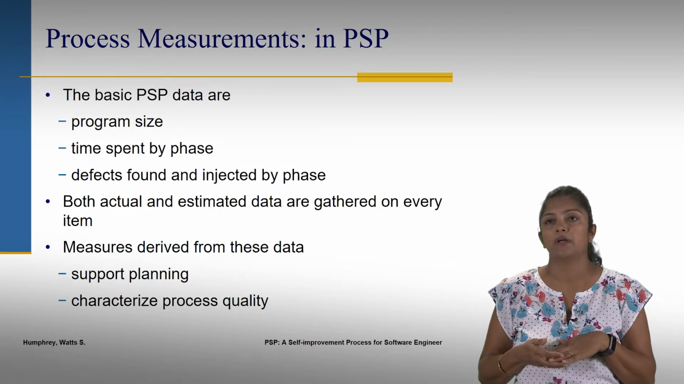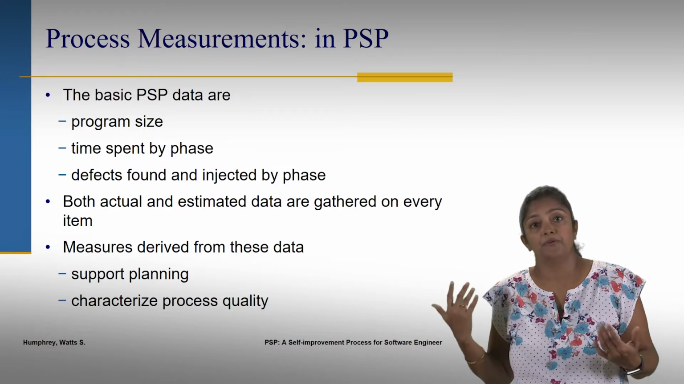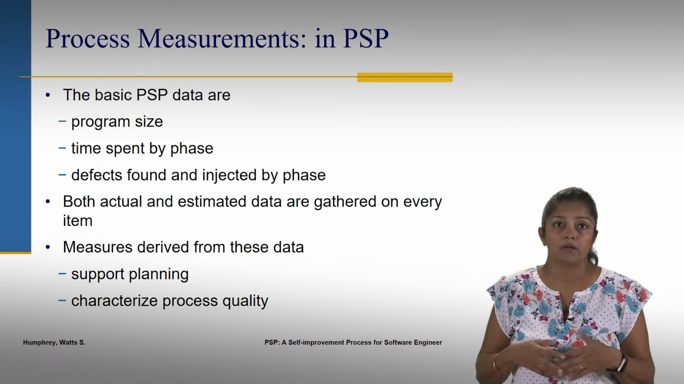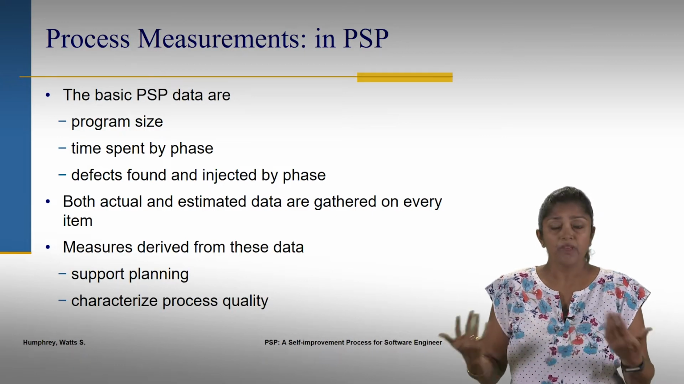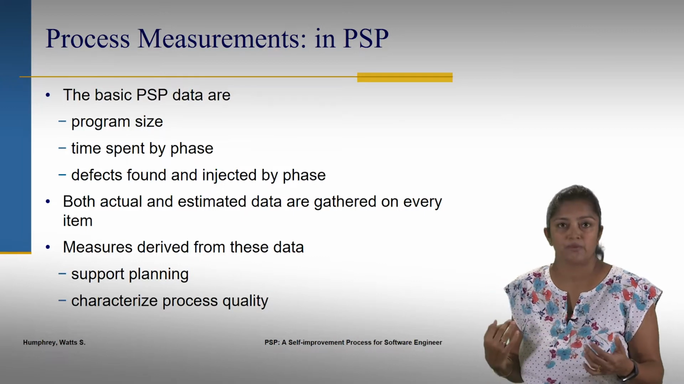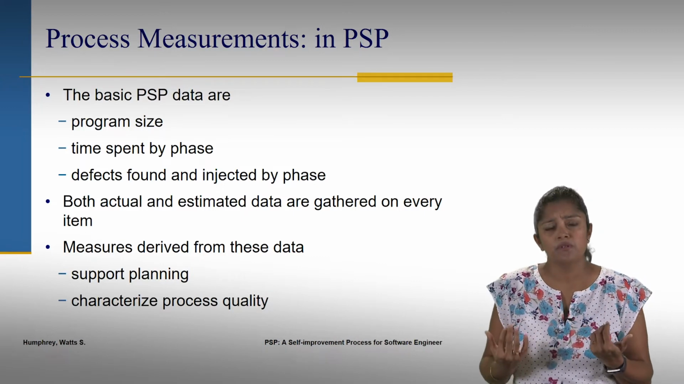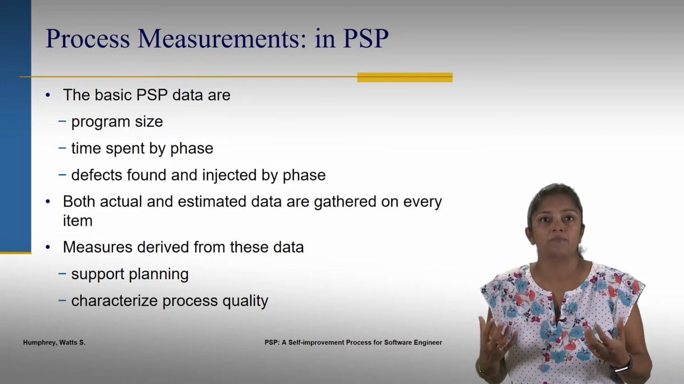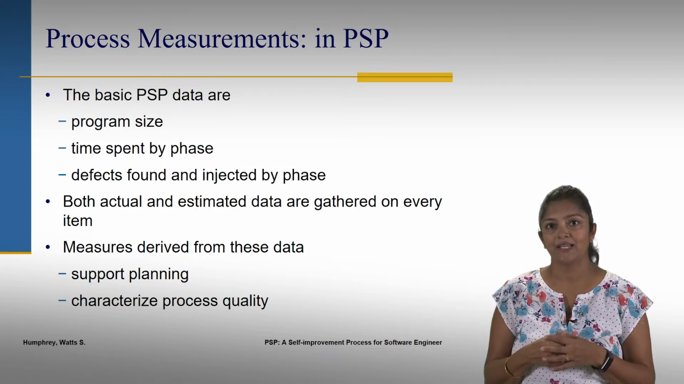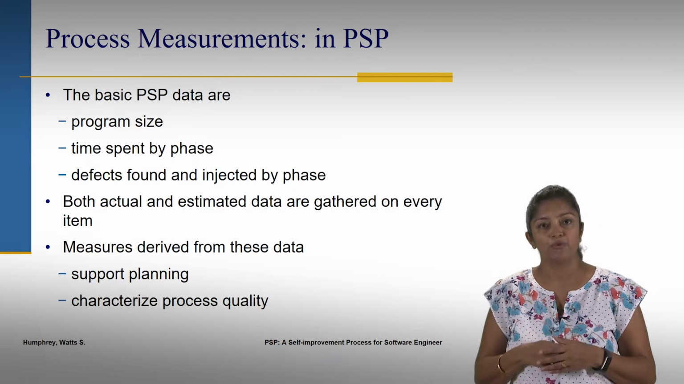Was it found during maybe a personal review or an inspection by some other person? It could be found during coding, compiling and testing. So we want to know when it was found and then when it was fixed. And then we want to keep track of how much time it took to fix a particular defect. All of these things will then help us make improvements.